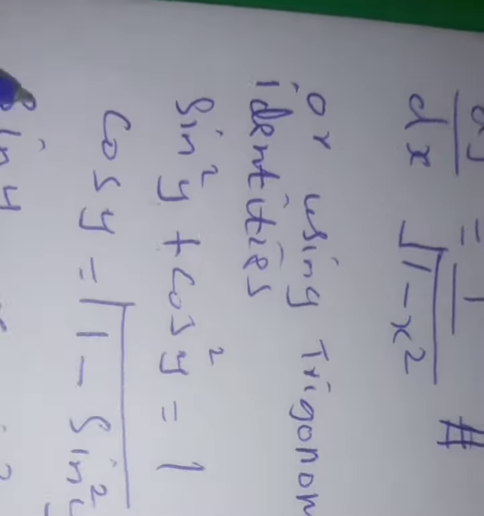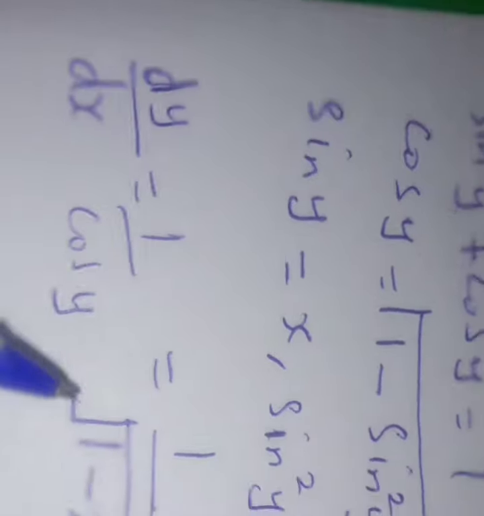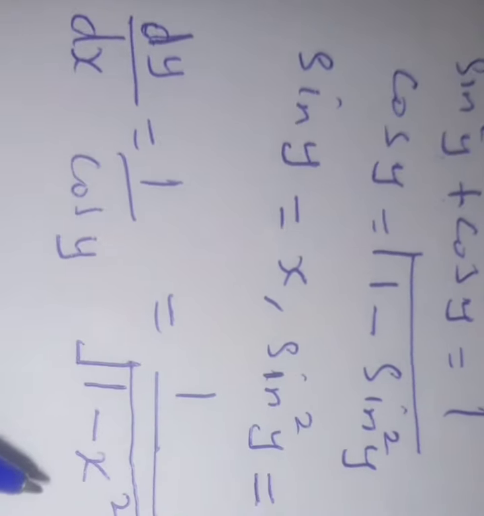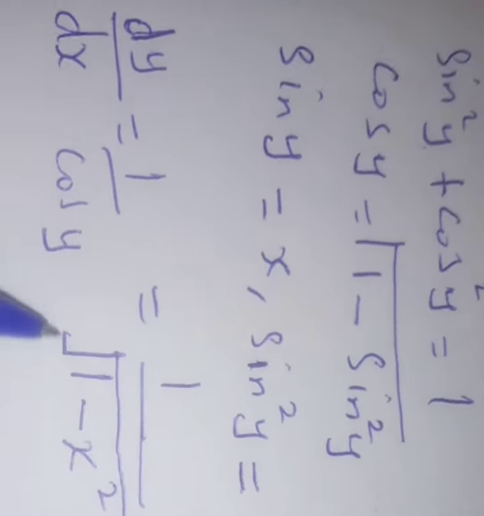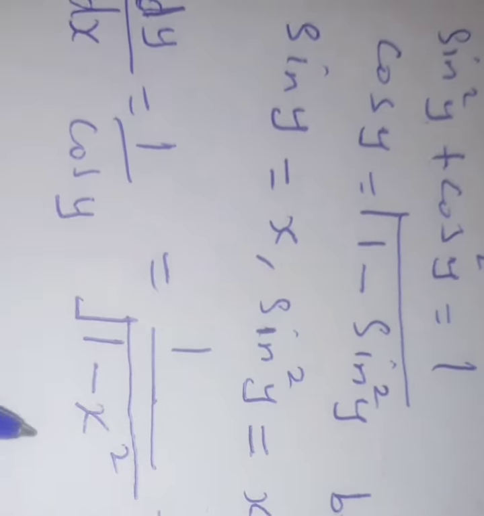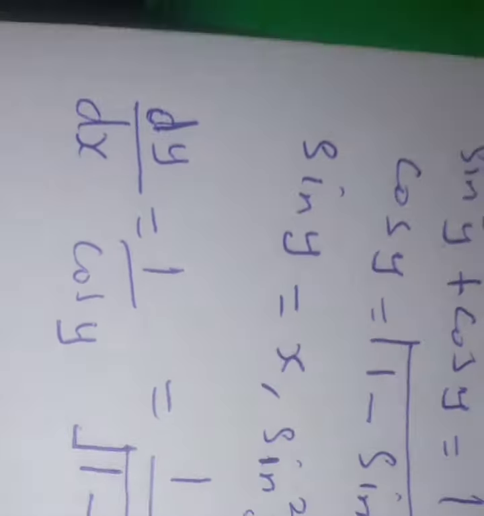So substituting here, dy over dx is equal to 1 over cos y. We are going to get 1 divided by the square root of 1 minus x squared. And that is the end of the proof.